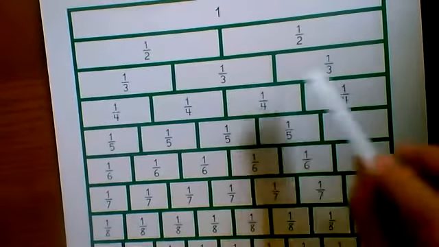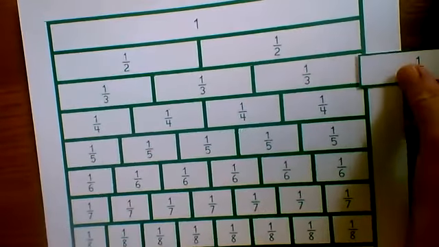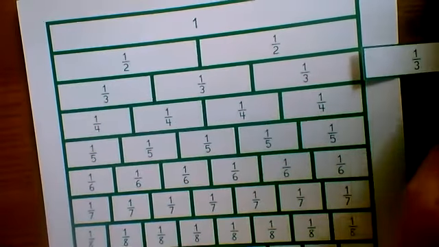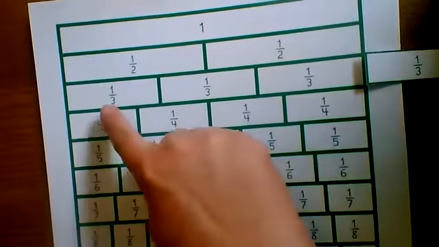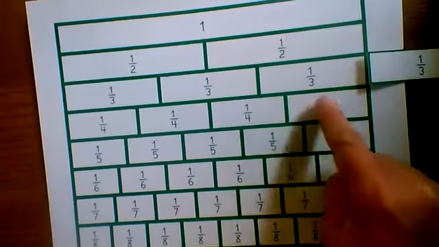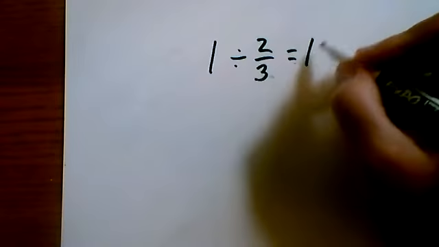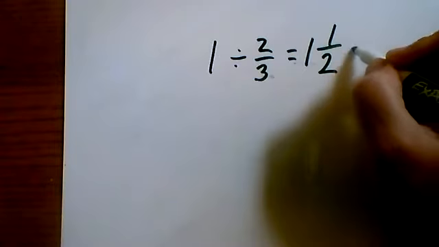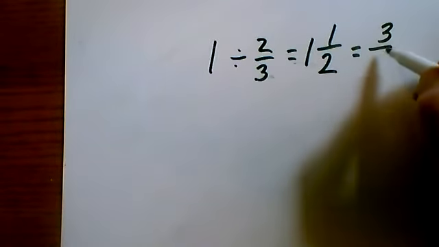Here's 2/3. And now I'm going to lay another third down so that we can see that we have another 2/3. So how many 2/3 go into 1? So we have 1 and a half. So our answer is 1 1/2. And that can be written as an improper fraction, 3/2.